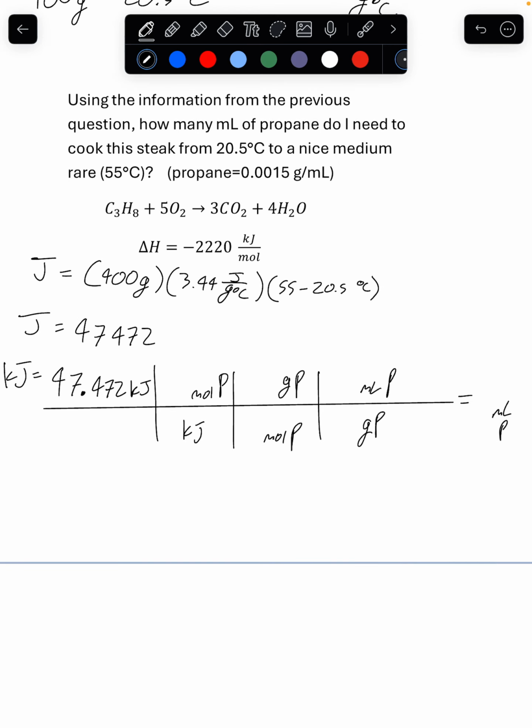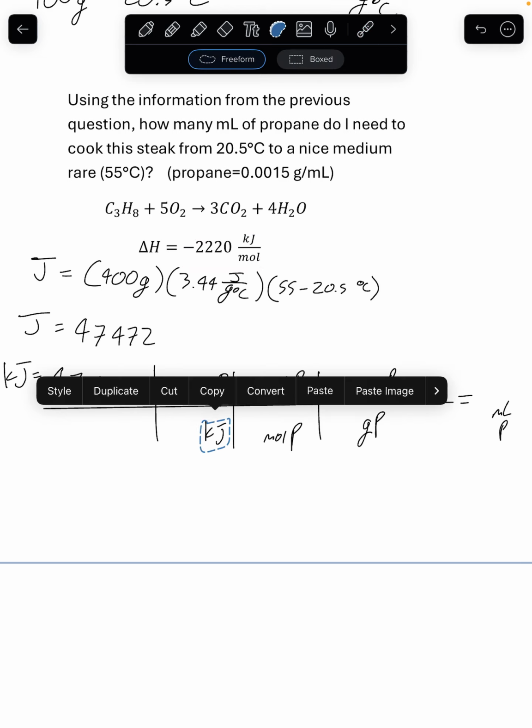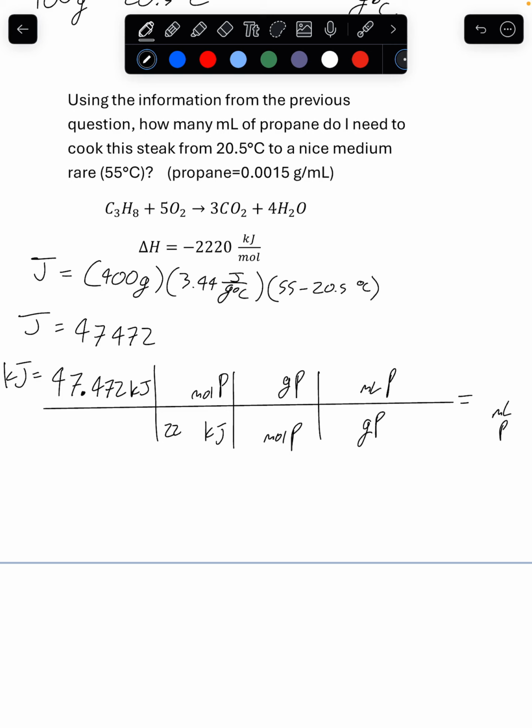Do my units make sense? Kilojoules are gone, moles of propane's gone, grams of propane is gone, and I'm left with the unit I want for my answer. So now all I have to do is make sure I add the right numbers. Here's my conversion factor for energy to moles. Let me just scoot that unit over. 2220 for every 1 mole.